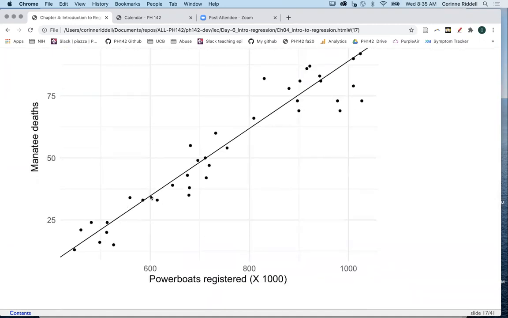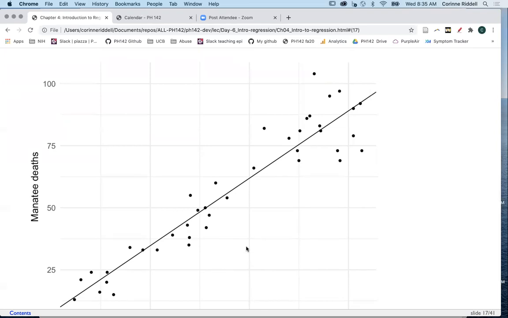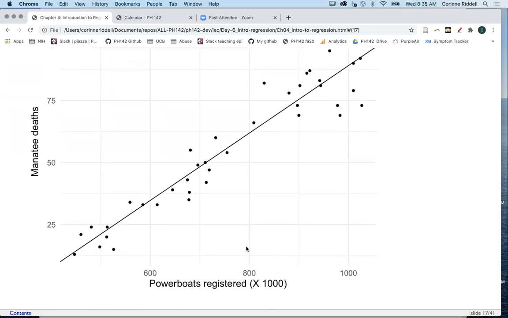So a 1 unit change, going from 600 to 601, will lead to more manatee deaths of 0.1358. But again, remember this times 1,000 thing, so just pay attention to that when you're doing your interpretation.